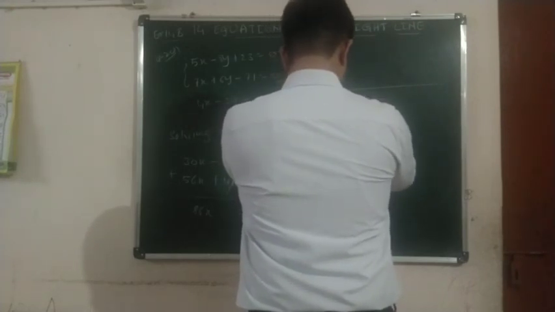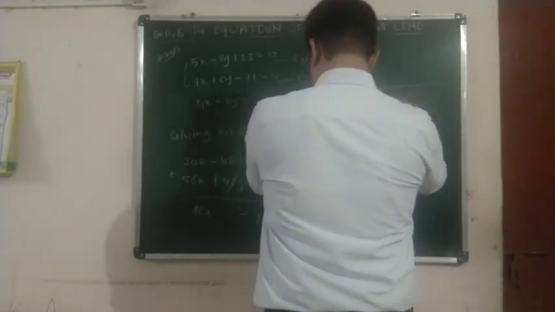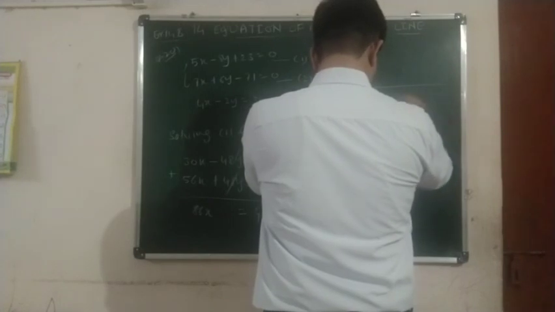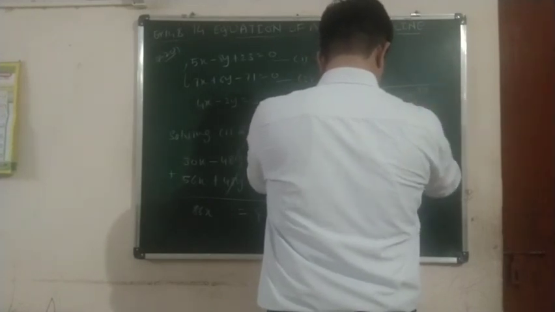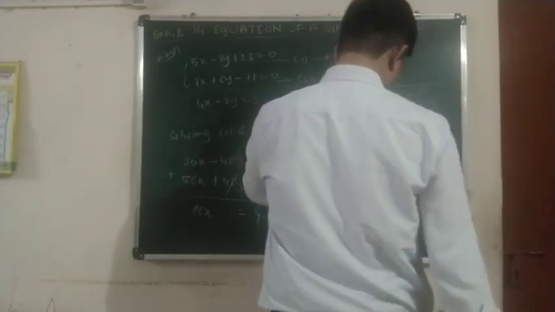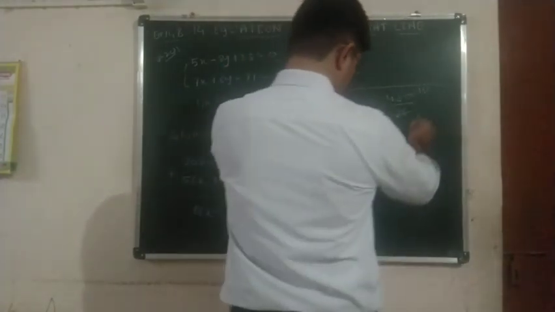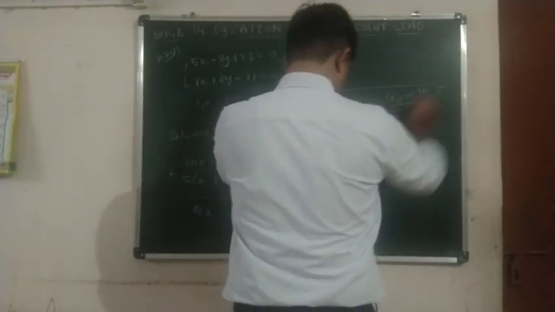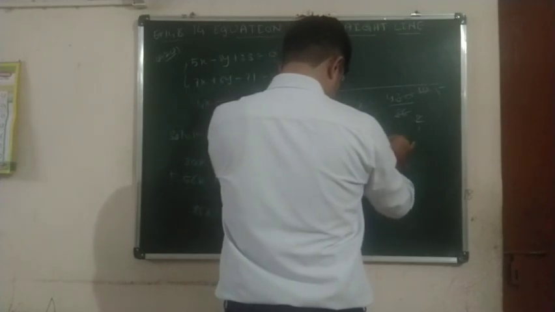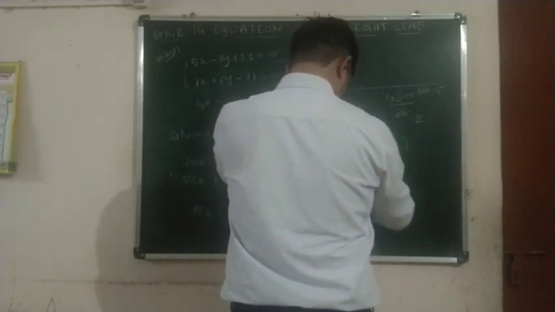Therefore x is equal to 430 upon 86. 43 tens are 430, 43 twos are 86, yes or no? And 2 ones are 2, 5 2s are 10, therefore x is equal to 5.